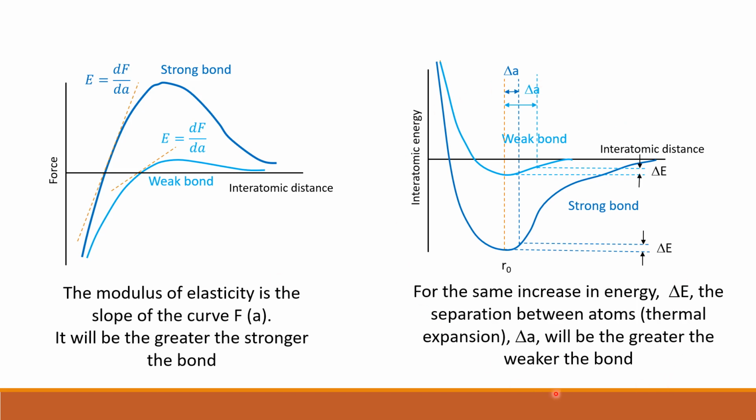Let's go now to the curve representing energy against interatomic distance. Here first we have melting temperature. Melting temperature is directly proportional to, or is determined by, the depth of the potential here. The deeper the potential, so the more pronounced the minimum in the energy, the higher the melting temperature.